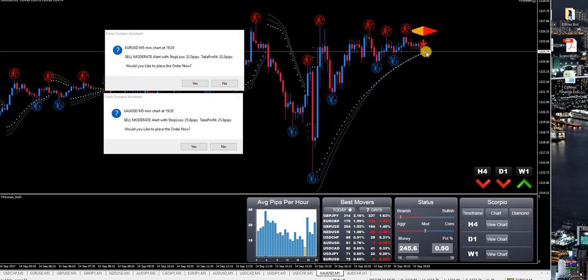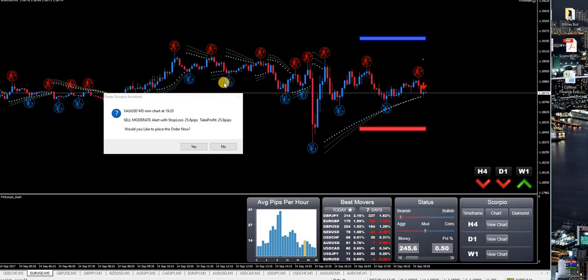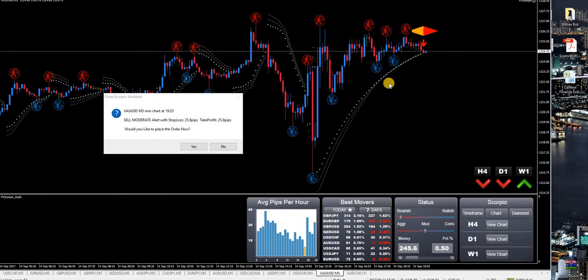Let's go ahead and check Euro USD. That's supposed to be a sell as well. This is not a trade. We're not stepping up. On the other hand, this is a trade, so we'll look at taking this one. Let me double check real quick. All right, everything looks good. Let's go ahead and jump in.